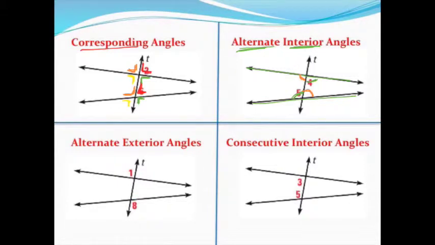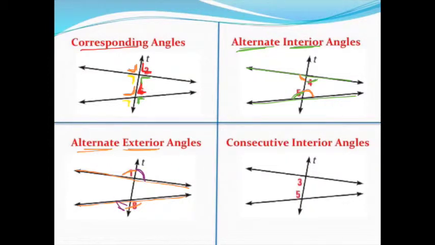Okay. Next up are alternate exterior angles. Alternate refers to that same idea: one angle will be on the left of the transversal, one will be on the right. Exterior means it's outside of these lines, outside of the hamburger bun. So on the left and on the right, there are my alternate exterior angles. And as you're probably guessing, there's a second set of alternate exterior angles right there and right there.